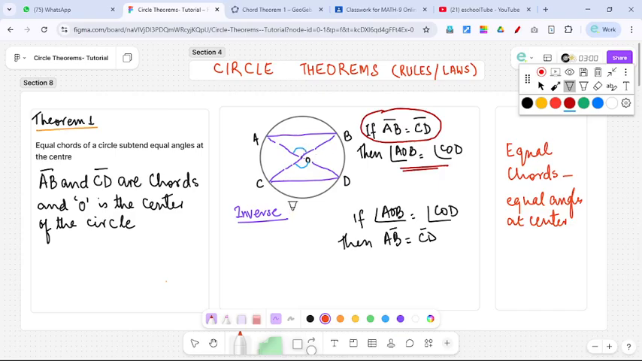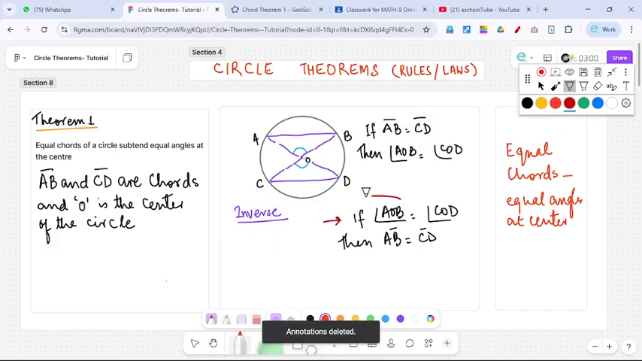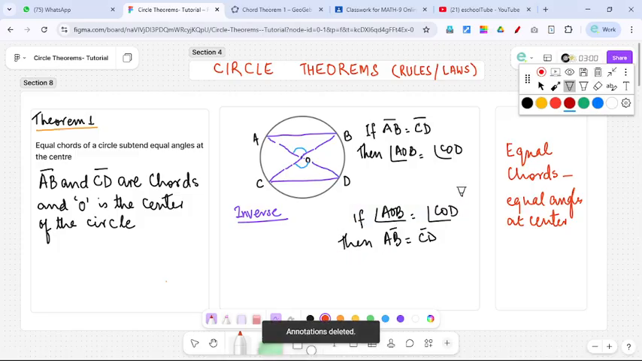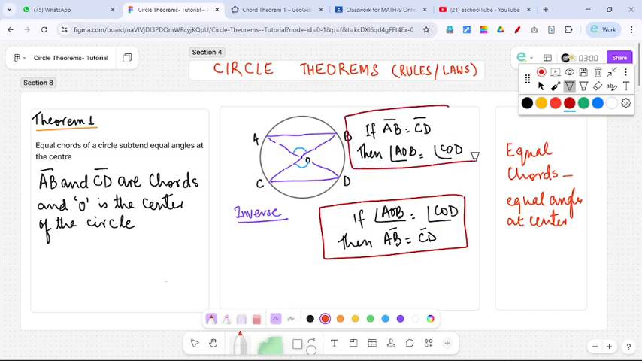Now if we see the inverse of this theorem, which is the opposite, then we can say that if the angles made at the center are equal, then the chords will be equal. So this theorem is just opposite to the first one. Both are the same theorem. So this is Theorem 1.